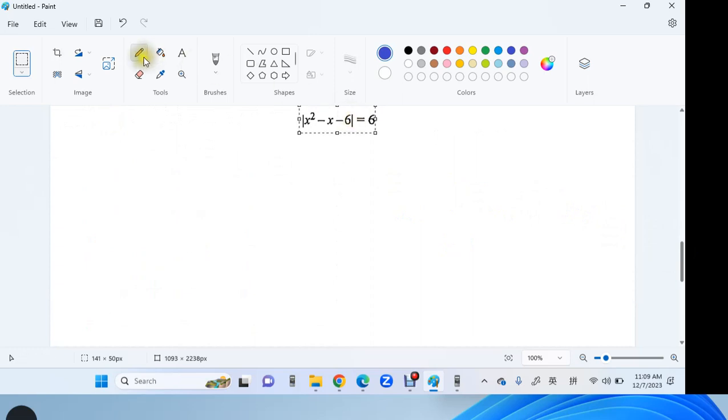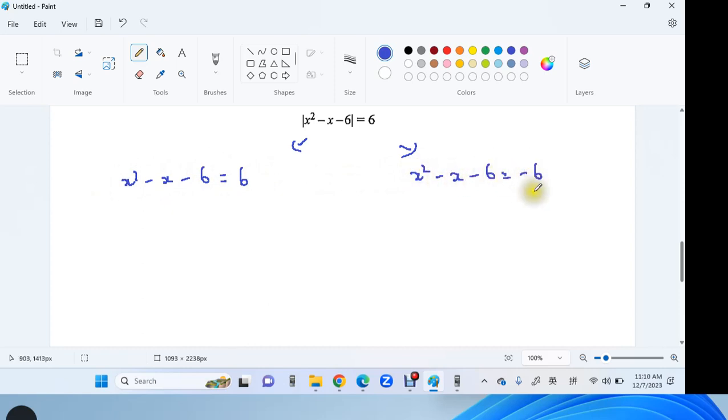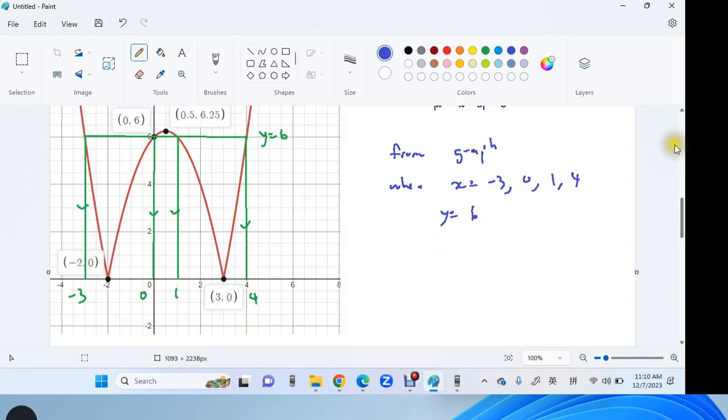So for this one, we will have x squared minus x minus 6 equal to 6, and x squared minus x minus 6 equal to -6. Because when we open the bracket, we have this one equal to plus minus 6. So we have x squared minus x equal to 0. When I move here, it will become 0. And I factorize the x. So we have x equal to 0 and x equal to 1.